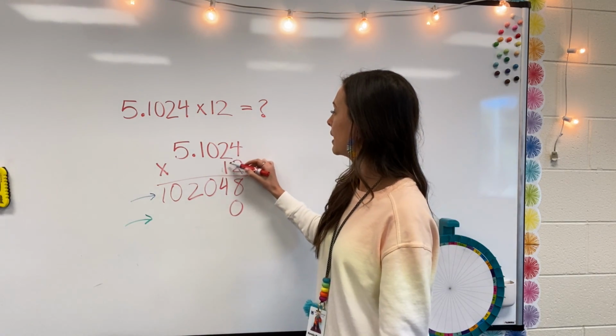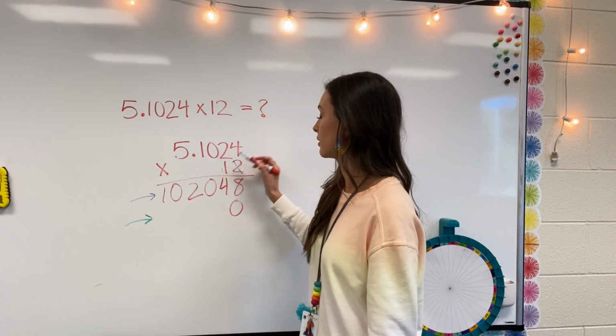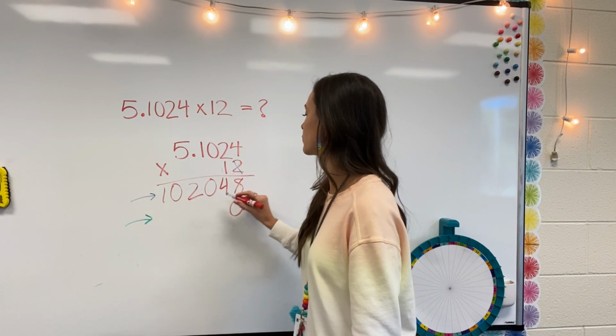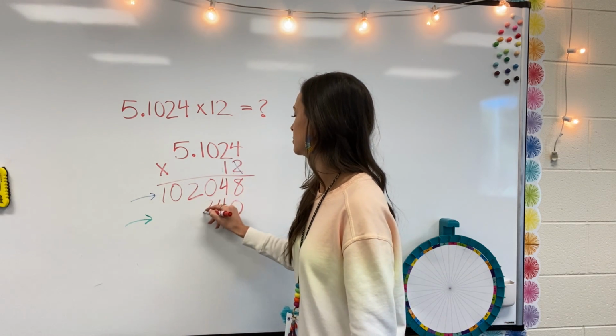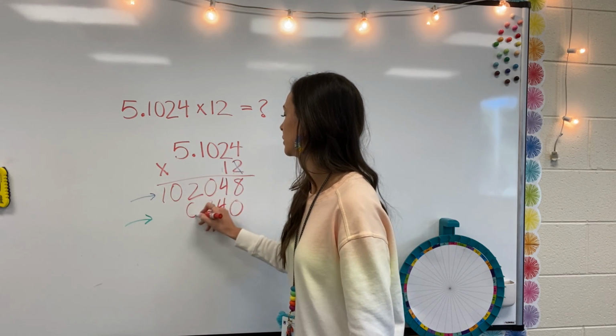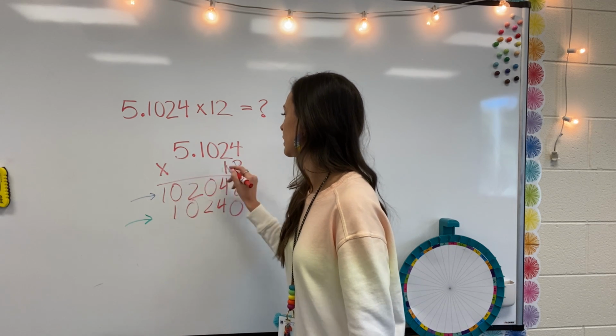So I have 1, I'm in the tens place, I have 1 times 4, which gives me 4, 1 times 2, 1 times 0, 1 times 1, and 1 times 5.